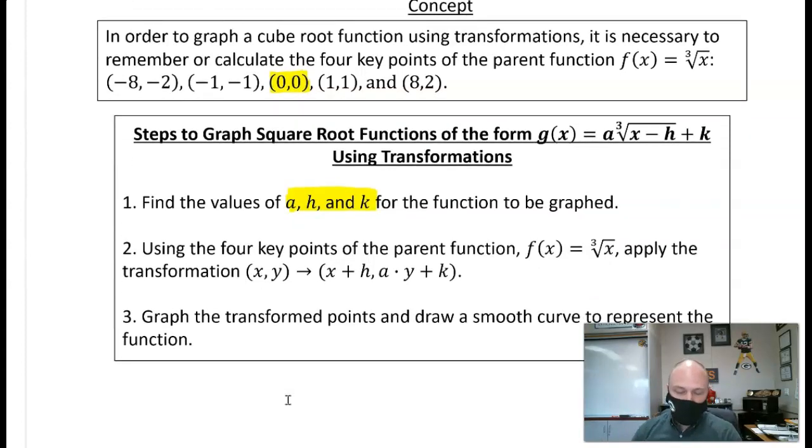Step 2, you're going to go ahead and use the key points to graph the parent function, and you're going to apply transformations. What I really want, I want you to go ahead, cross out where it says 4 key points. I want you to just use the anchor point. I just want you to start with the anchor point because then we're going to use our understanding of the relationship of the rest of them to get the rest of the points.